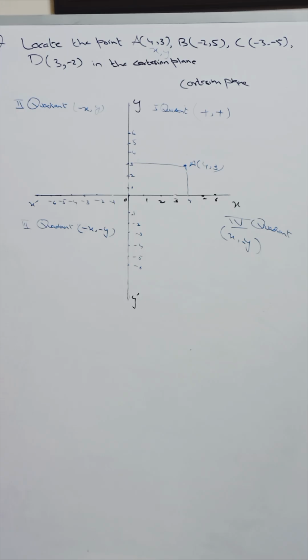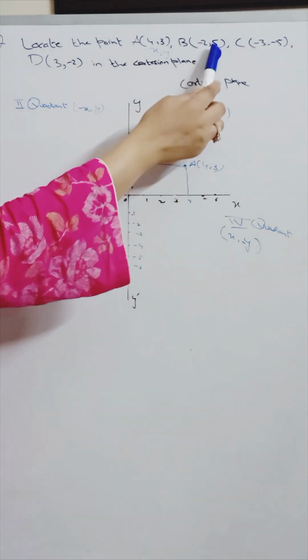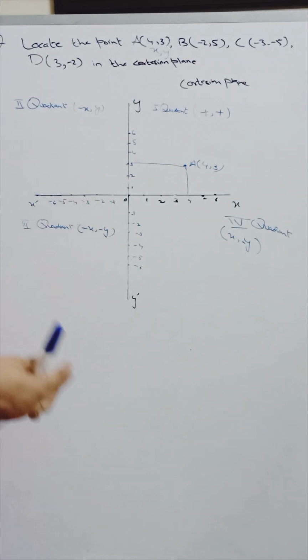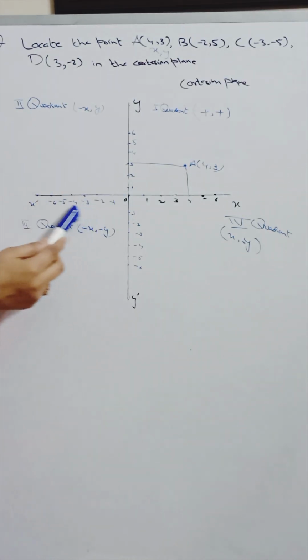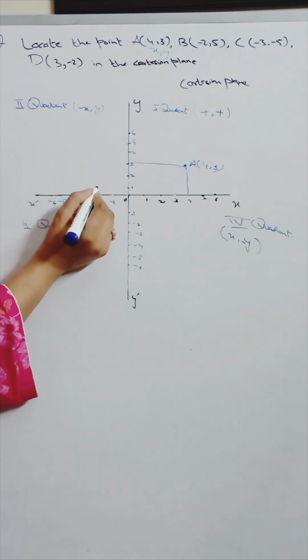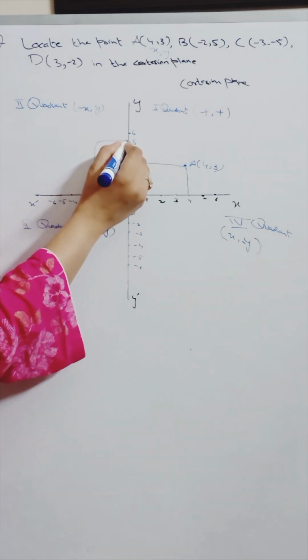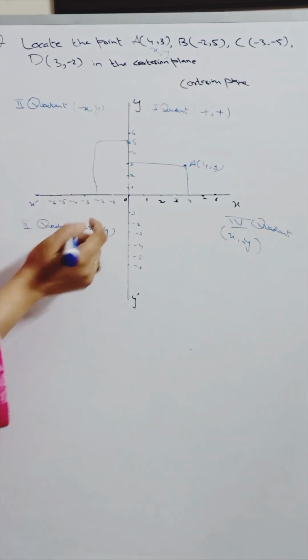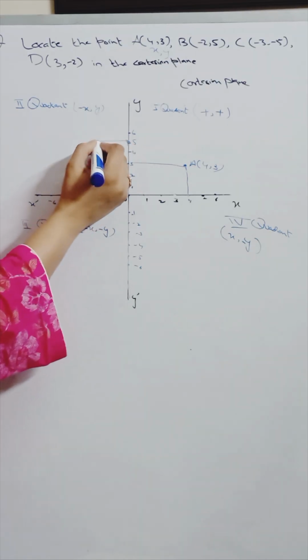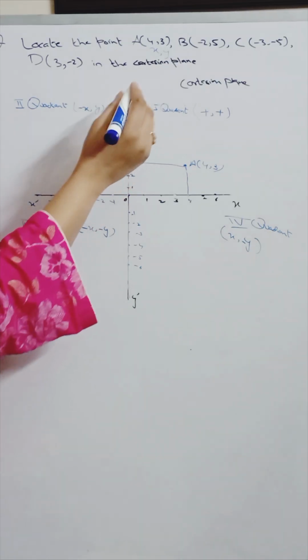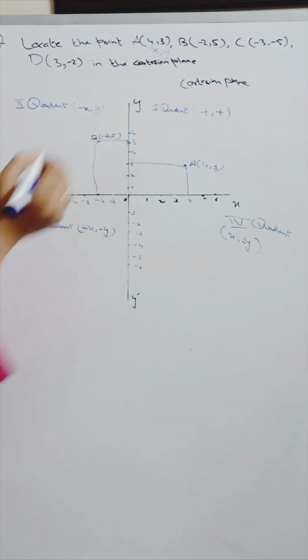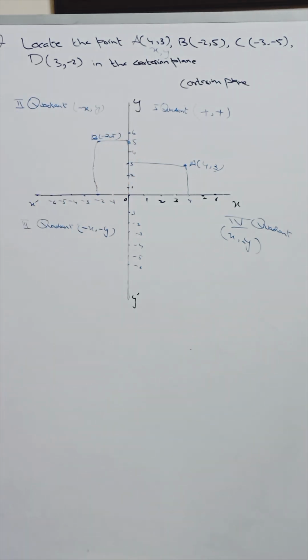Now next, B is (-2, 5). It means x is negative and y is positive. Where will it lie? It will always be in the second quadrant. Here x is negative and y is positive. So minus 2 must be like that. Minus 2 and 5. We just match it with the 5 point. This point is known as B point, which represents (-2, 5). I hope it's clear. Very simple, very easy.